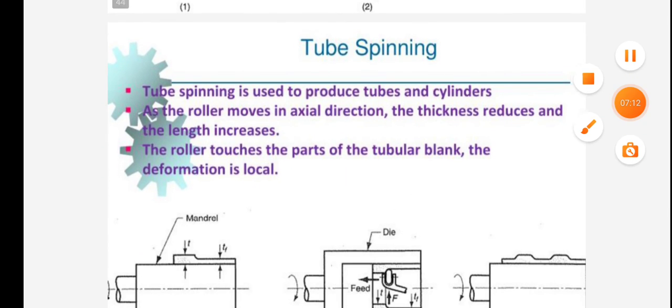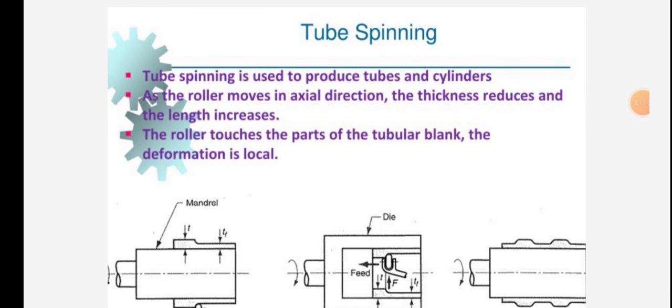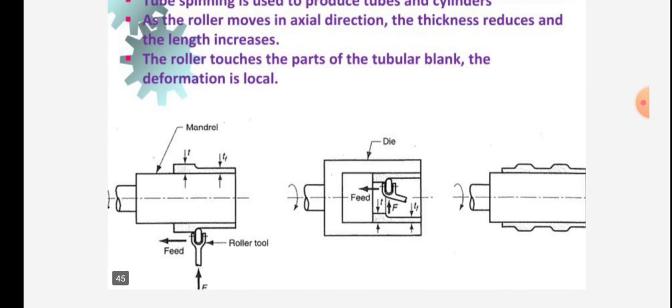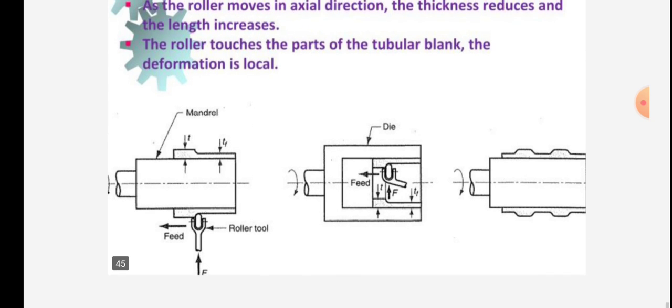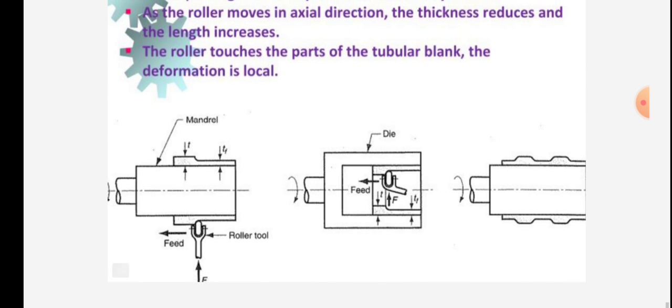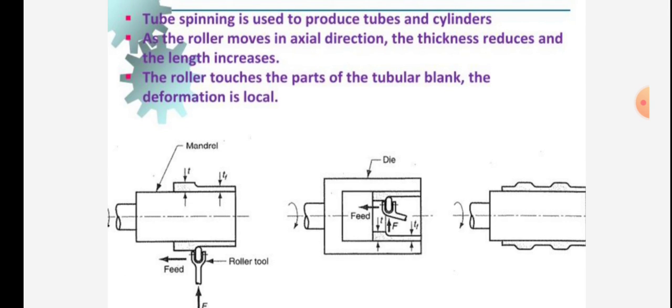Tube spinning. The tube spinning is used to produce tube and cylinders. As the roller moves in axial direction, the thickness reduces and the length increases. The roller touches the parts of the tubular blank. The deformation is local. The figure shows the three figures of mandrel, feed, roller tool.